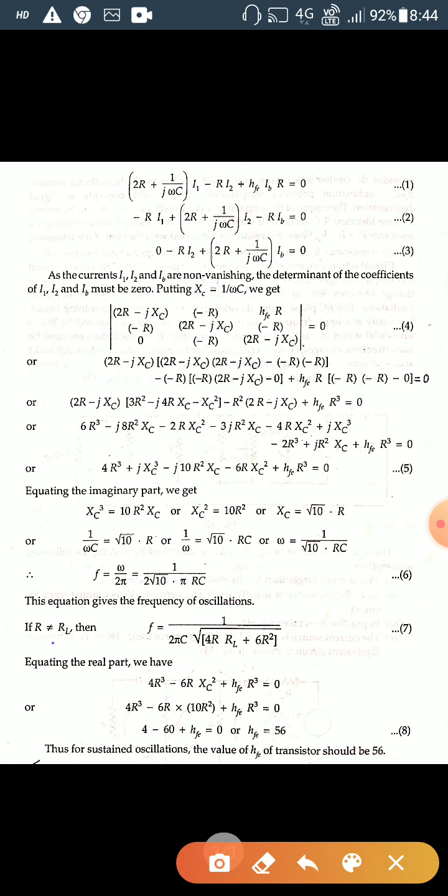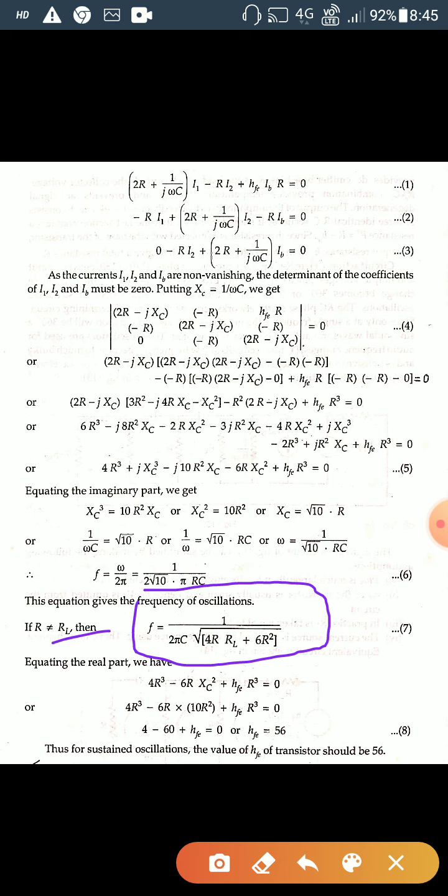And if we consider that RL is not equal to R, then by using the same process you can get the frequency that will be generated: f is equal to 1 by 2 pi C root over 4R RL plus 6R square. This way you can identify the frequency generated by the phase shift oscillator.